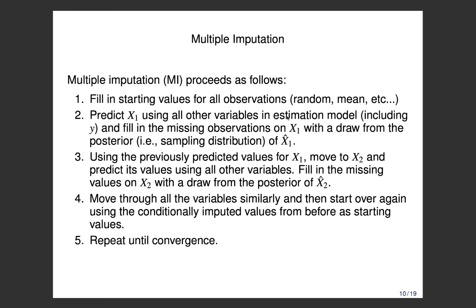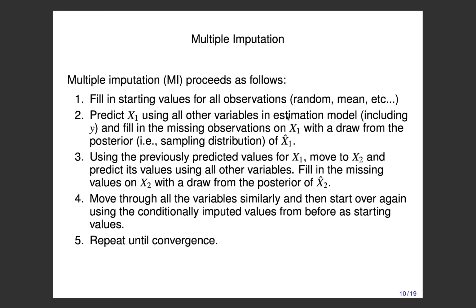First, we take our data matrix and fill in, with any kind of guess at all, values for all of the missing values. This could be just random. There could be random draws from the variable's marginal distribution. It could be the mean. It could basically be anything.